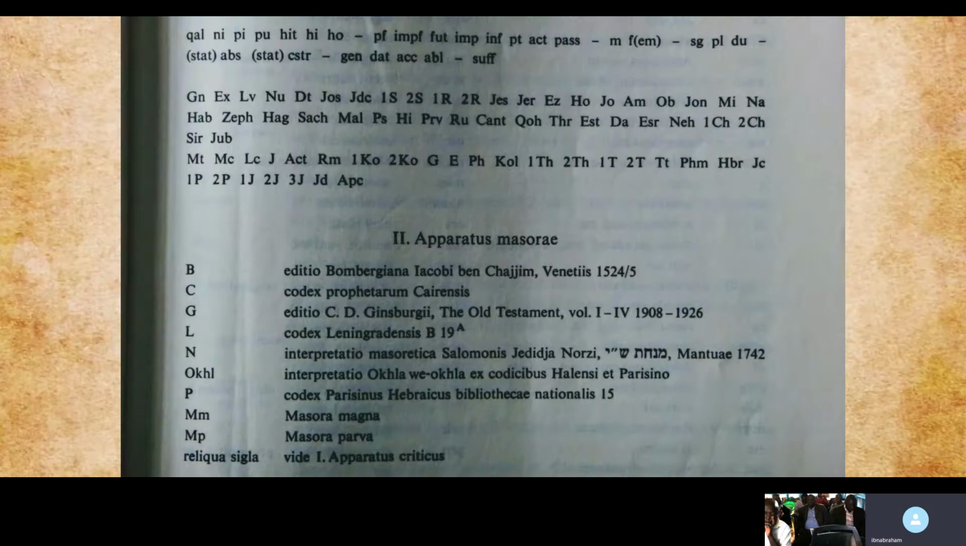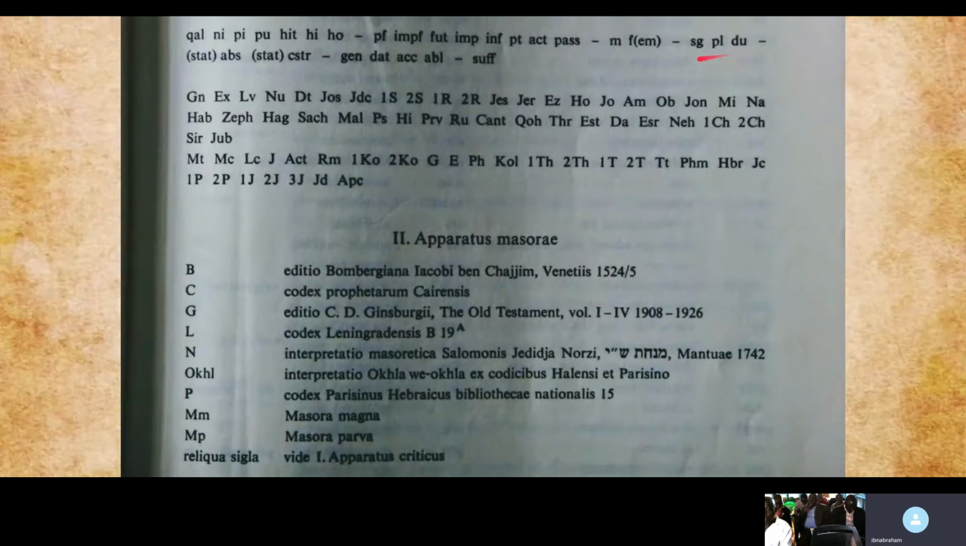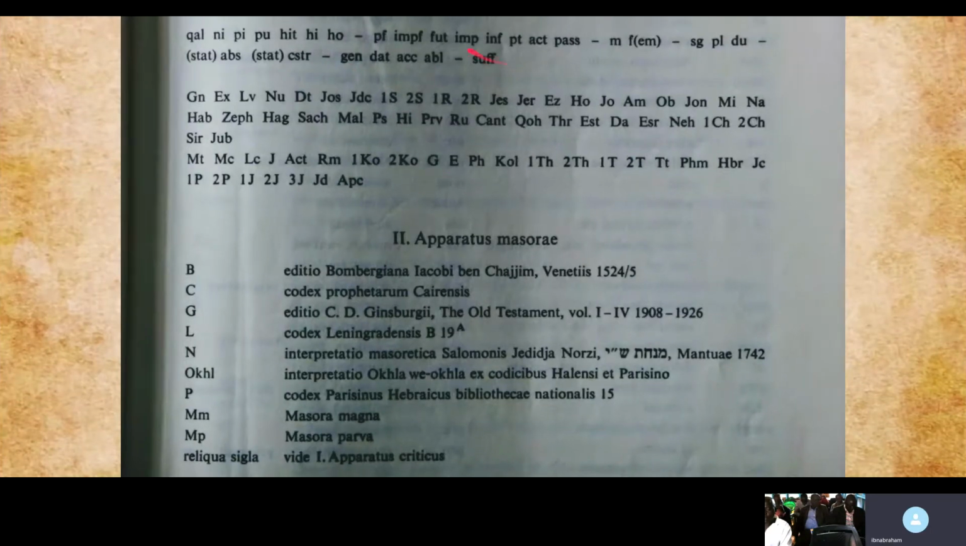Another set of abbreviations that's found in this book. Up on top here, you'll see abbreviations for Hebrew verb forms: qal, nifal, piel, pual, hitpael, hifil, hofal, perfect, imperfect, future, infinitive, participle, active, passive, male, female, singular, plural, dual, absolute, construct, genitive, dative, accusative, ablative, suffixes. So those are some basic abbreviations that are used in the text. And then here are the abbreviations that are used when they're talking about the different books of the Bible.